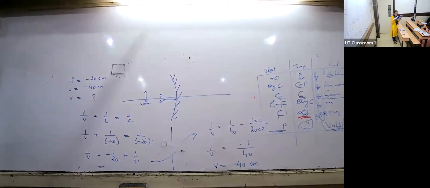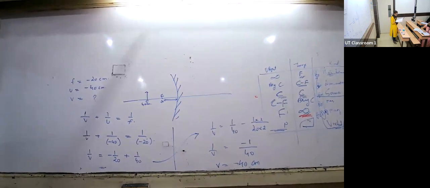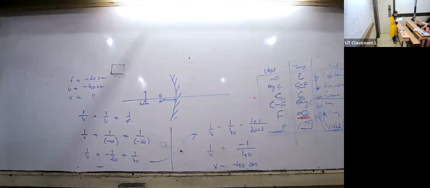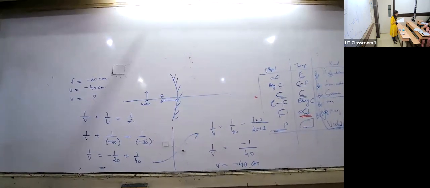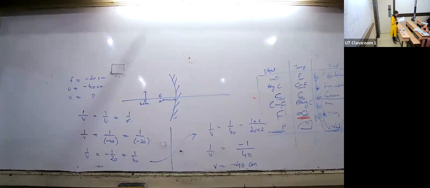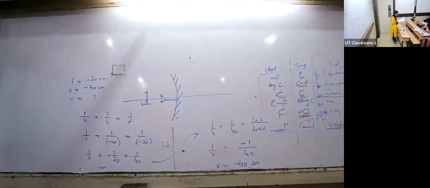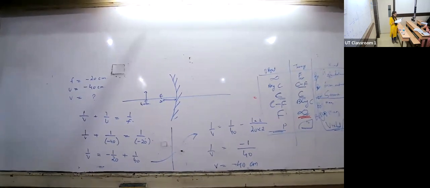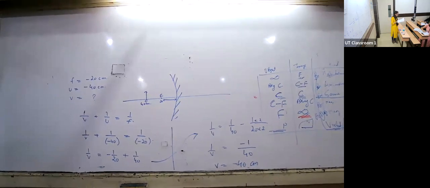Okay, we'll take one question with respect to this. Sorry, let me see if we have something with respect to convex mirror. Yes, we have. 16th question. A 5 centimeter tall object is placed.